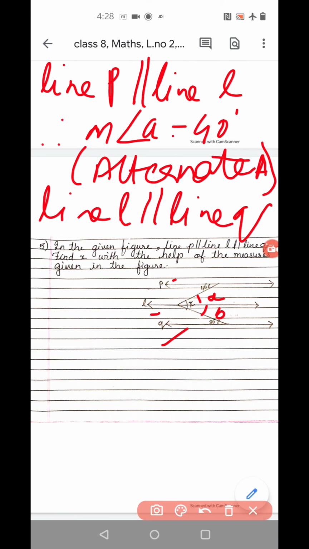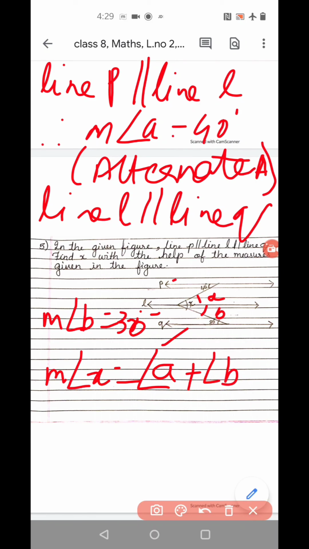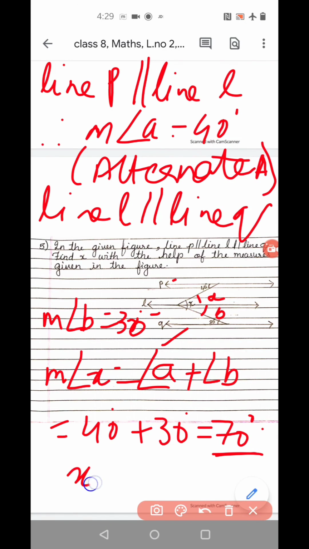Therefore, here we see 30 degrees is there in the textbook, so B will also be 30 degrees. Then measure angle B is equal to 30 degrees. So X is what? A plus B. Measure angle X is equal to angle A plus angle B, which is 40 degrees plus 30 degrees, equal to 70 degrees. Therefore, angle X is equal to 70 degrees.